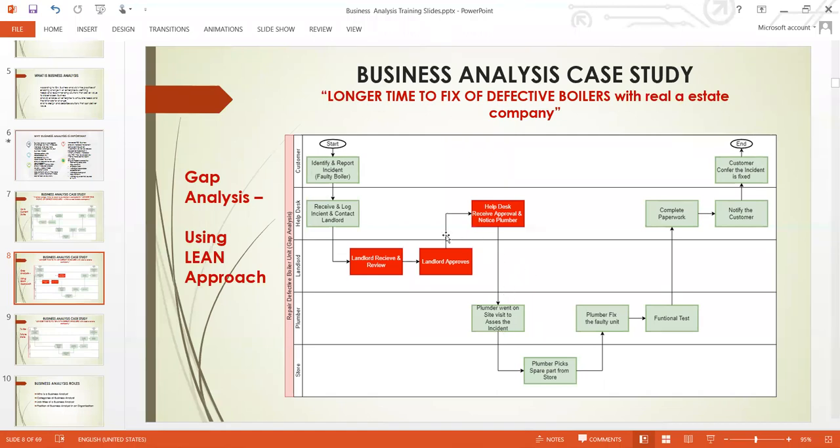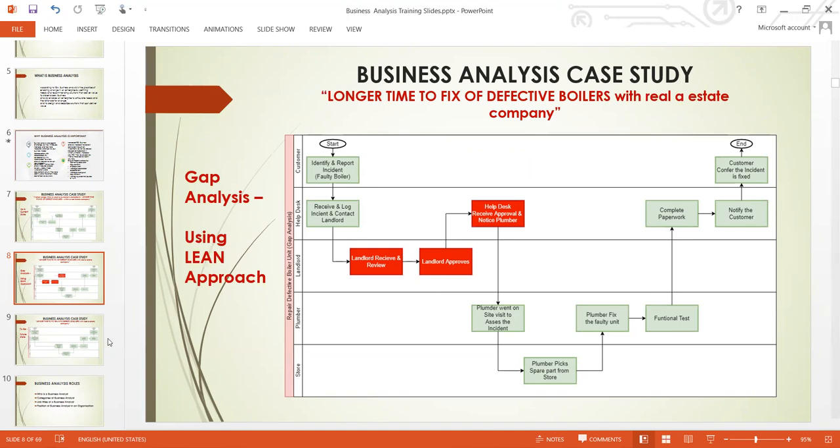All these ones highlighted in red are waste. Let's say we've highlighted these three processes: landlord receives and reviews, landlord approves, help desk receives approval and then notifies the plumber. Let's say all these three processes are waste. We're going to remove all three of them from this process to gain more time and reduce the time it takes to fix this boiler. So now we have identified three steps we need to remove from this process.